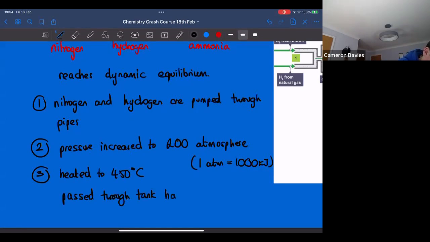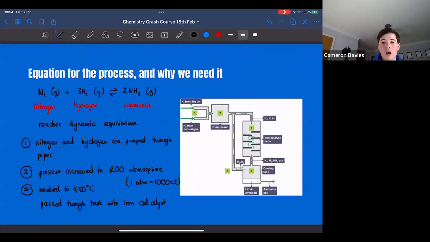Which has an iron catalyst. Now, a catalyst is essentially something that makes a reaction happen more quickly without affecting its composition. So we can use iron catalysts to make the reaction happen faster, but it doesn't affect the iron, so it can be reused.